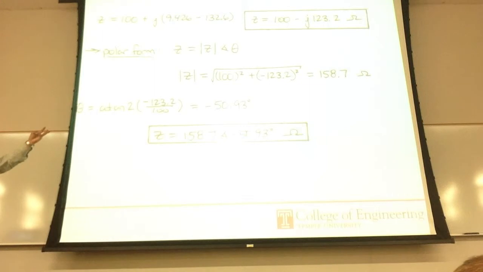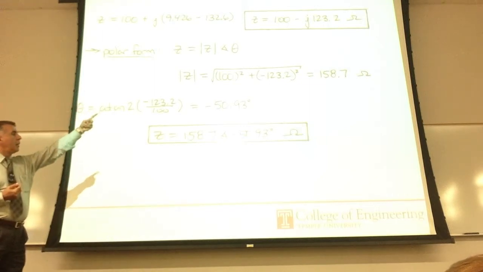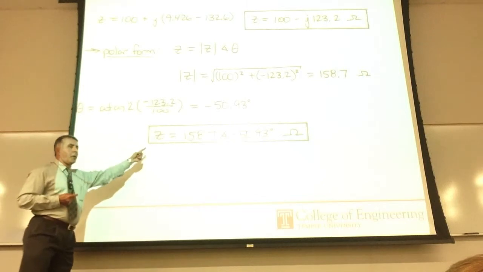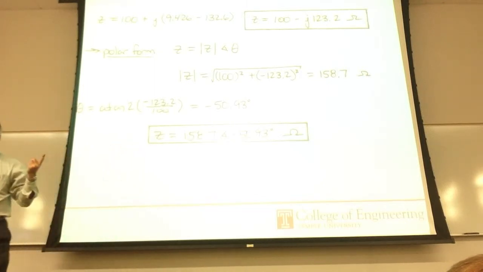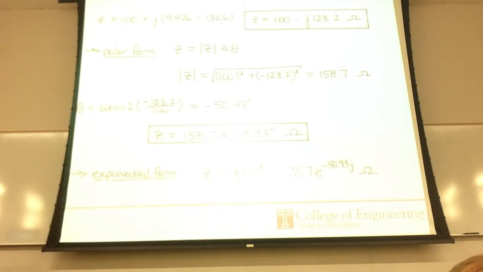So we have learned that we can show it in the rectangular form. We can show it in the polar form. What else can we show it as? Yes? Exponential. The exponential form, right. So in the exponential form, we show it this way.